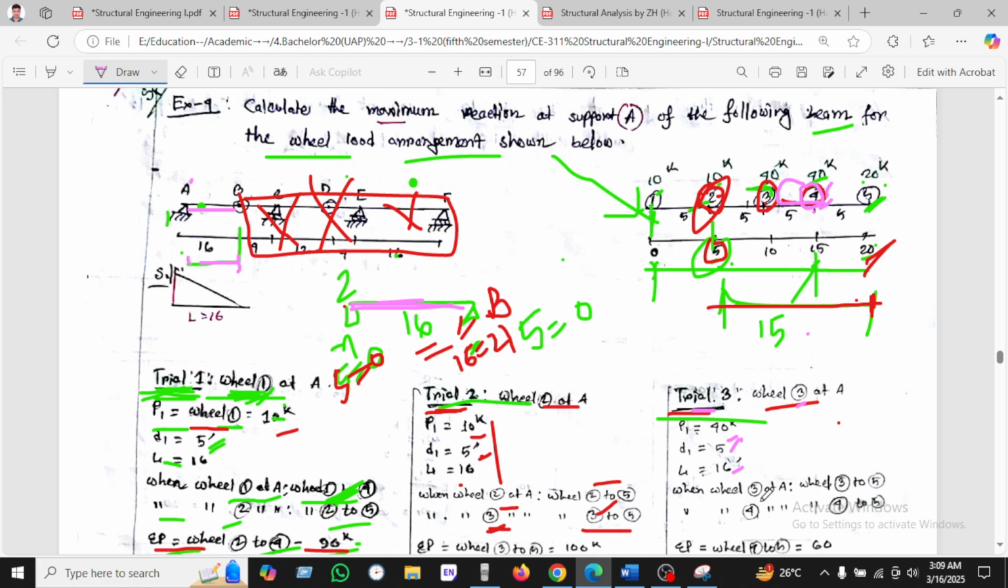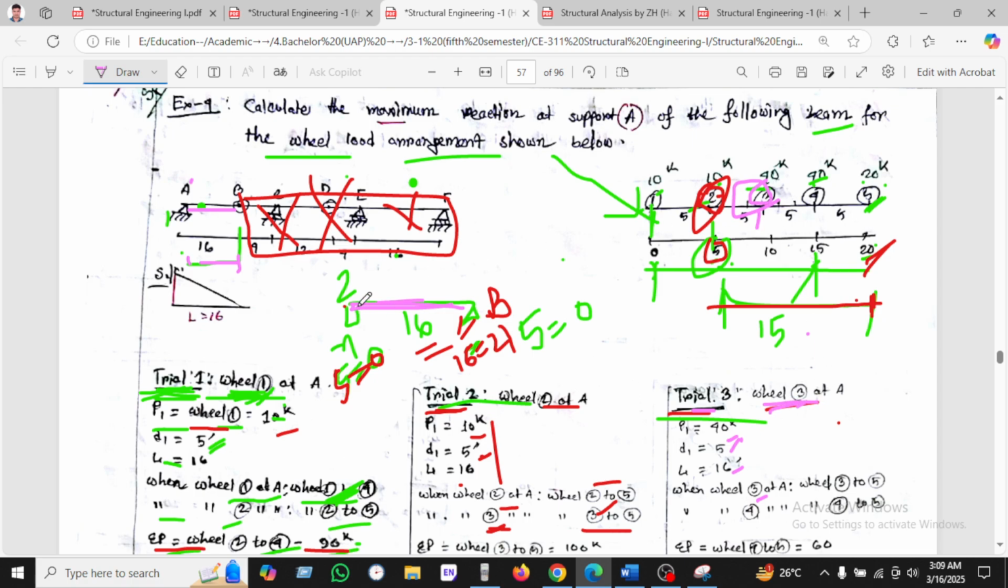And the wheel load at 3. So wheel 3, as we have been taking the wheel 3. This is the wheel. I'm sorry, I'm coloring the wheel. Unfortunately, the wheel 4. It will be wheel 3. This is the wheel 3. So wheel 3 at A.